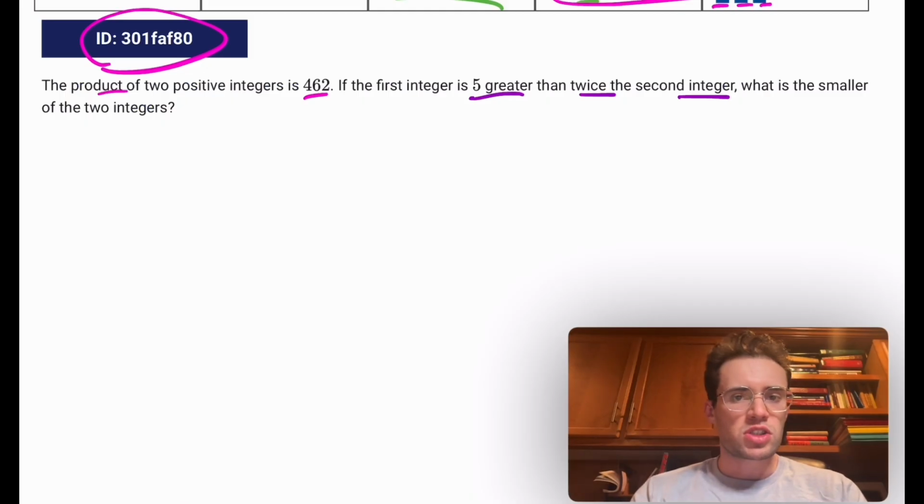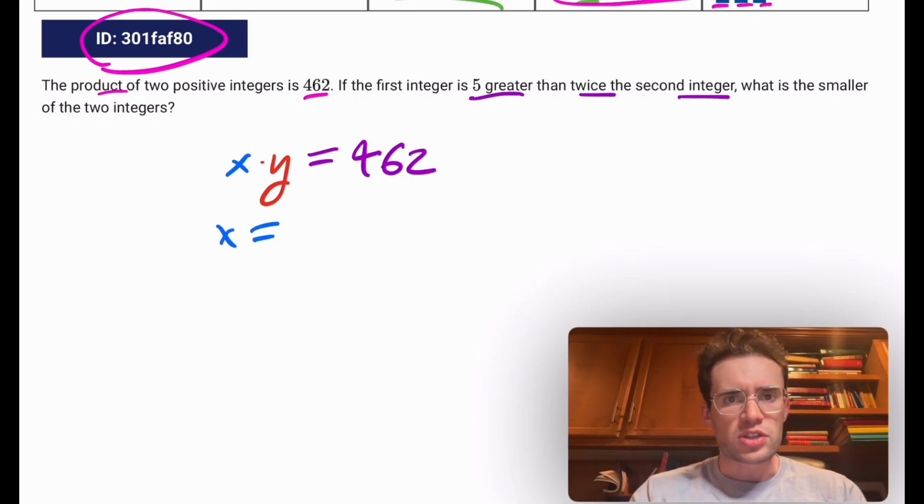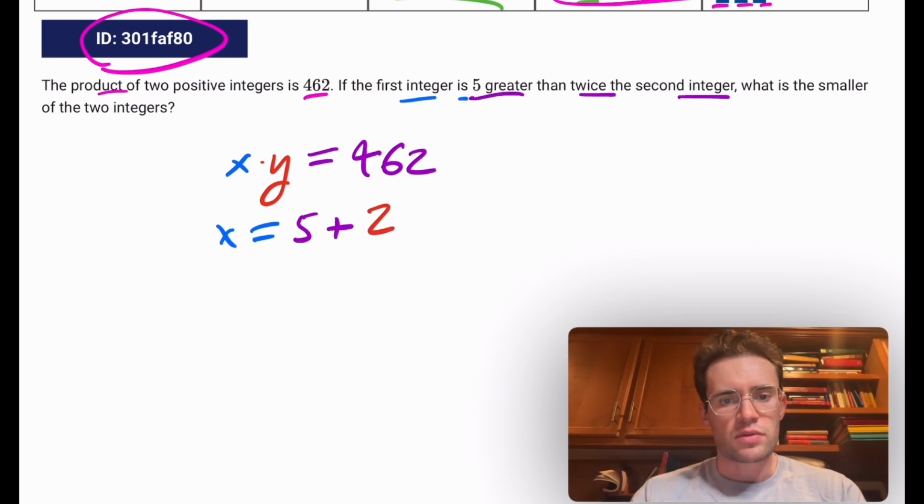All right, so first, if we just want to write it as 2 different integers, we could say they're x and y. So x times y is the product of those 2. Gives us 462. Now for the other equation, the first integer is 5 greater. So x is 5 greater. So think of x is, first integer is 5 greater, so 5 more than twice the second integer. So that'd be 5 more than 2y. What is the smaller of the 2 integers?